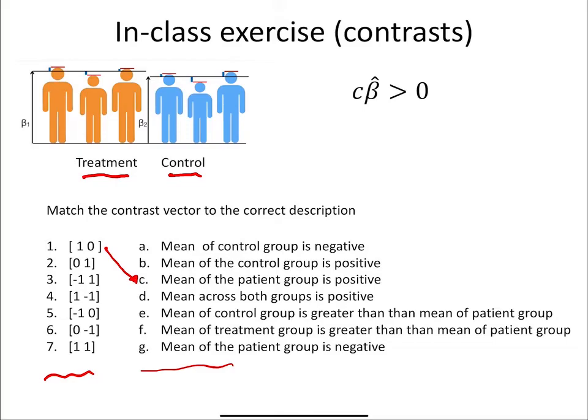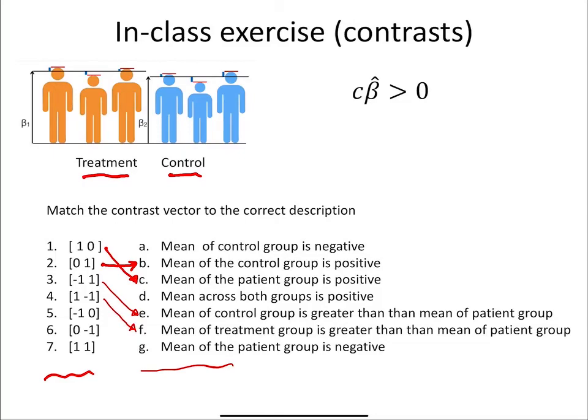Okay, because it's selecting the first one. And then this one is the mean of the control group is positive, right? Because it's selecting the second one. The third one is 1, minus 1, so that's when the control group is greater than the mean of the patient group. Is that right? Okay. And then similarly, this one is just that one.